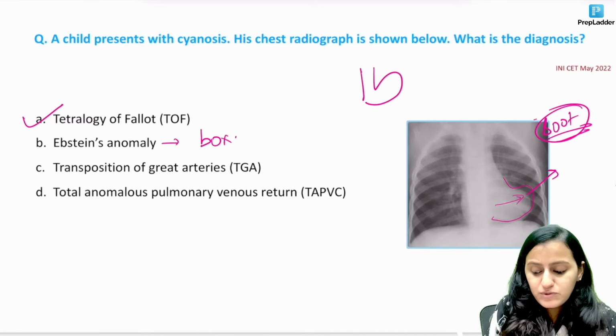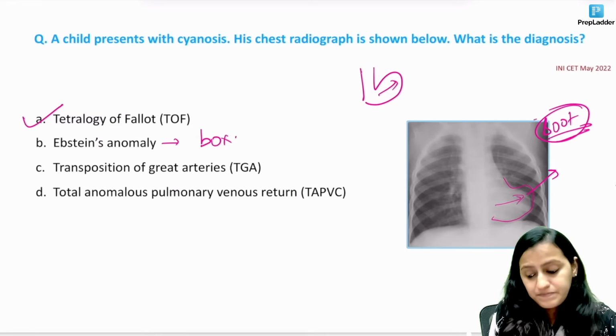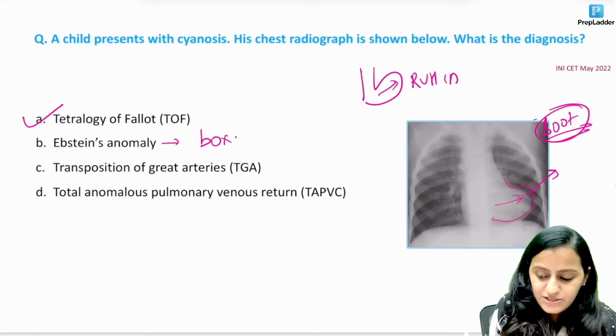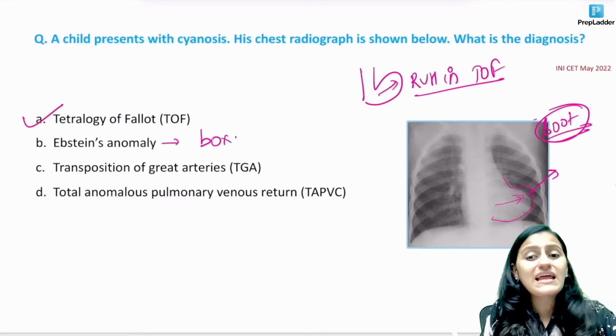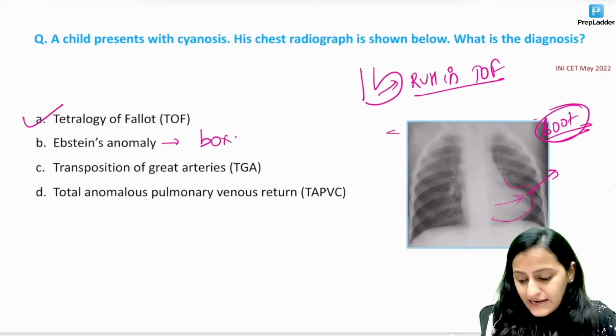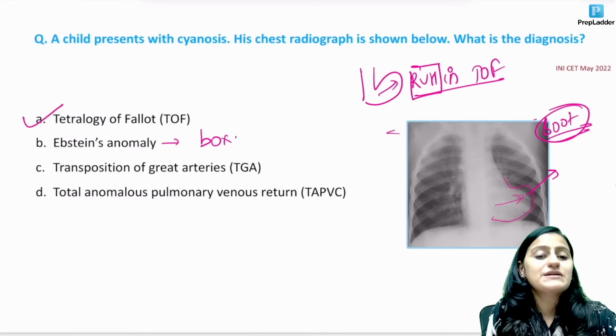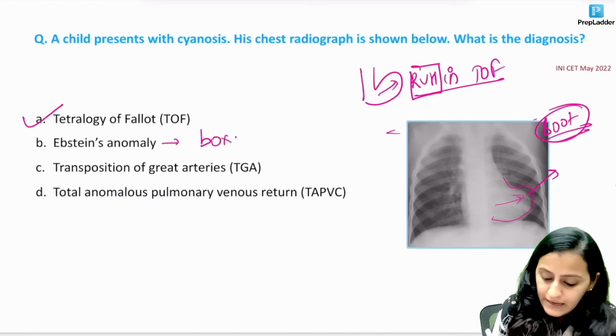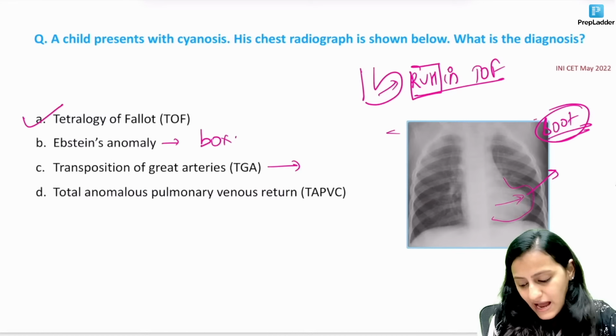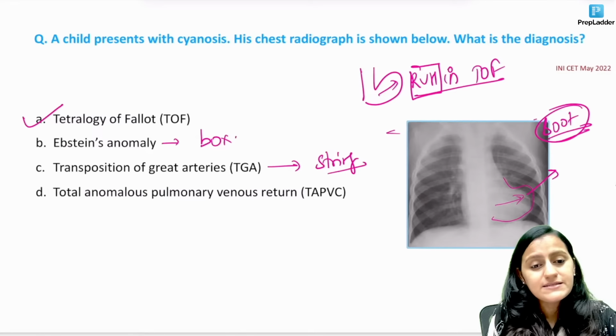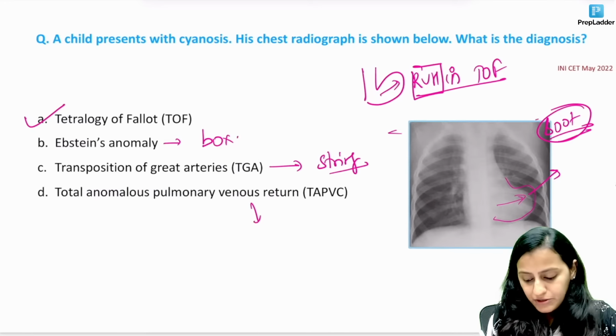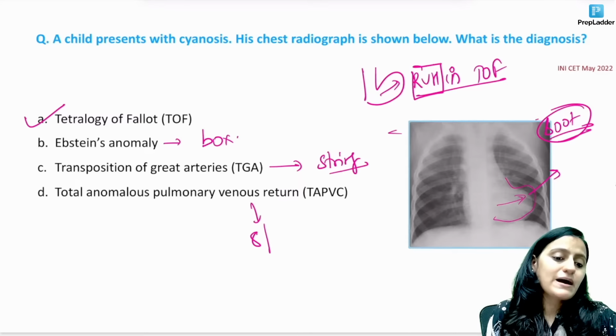Why do you get a boot-shaped heart in TOF only? Because there is RVH present in TOF. It is not LVH but RVH. Okay, right ventricular hypertrophy is what is present in TOF. Okay, and in TGA you are going to have egg on string appearance, and in TAPVC you have the figure of 8 or snowman appearance.